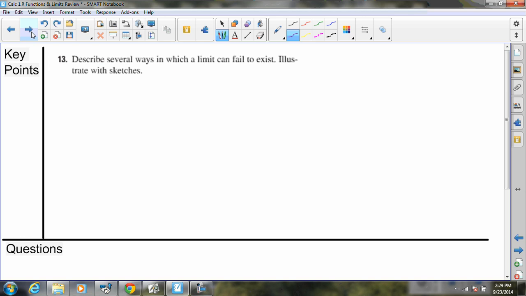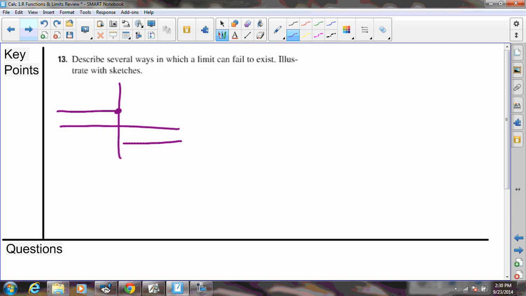Number 13, describe several ways in which a limit can fail to exist. Illustrate with some sketches. Well, remember, a limit can fail to exist if we have approaching one, but not on the other. If the left-hand limit and the right-hand limit don't match up, the limit fails to exist.